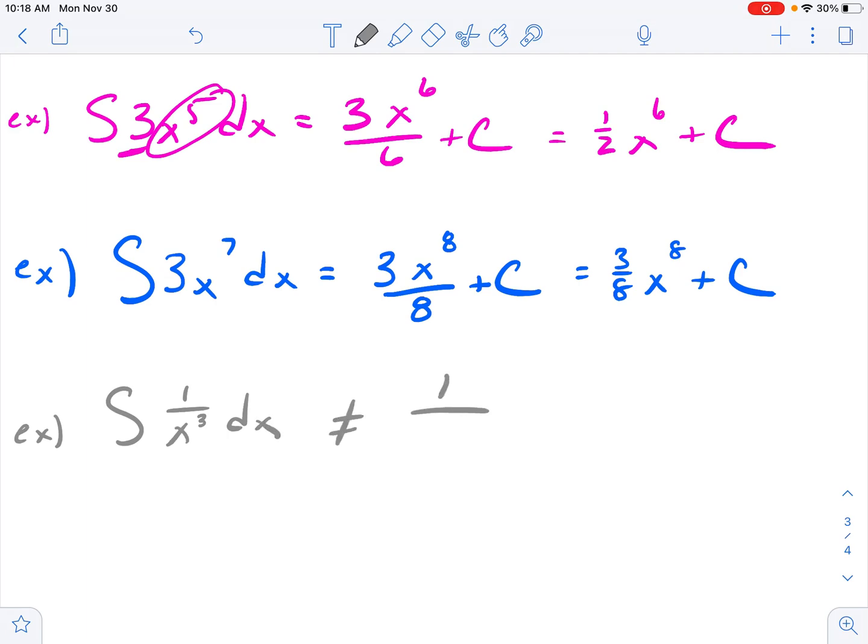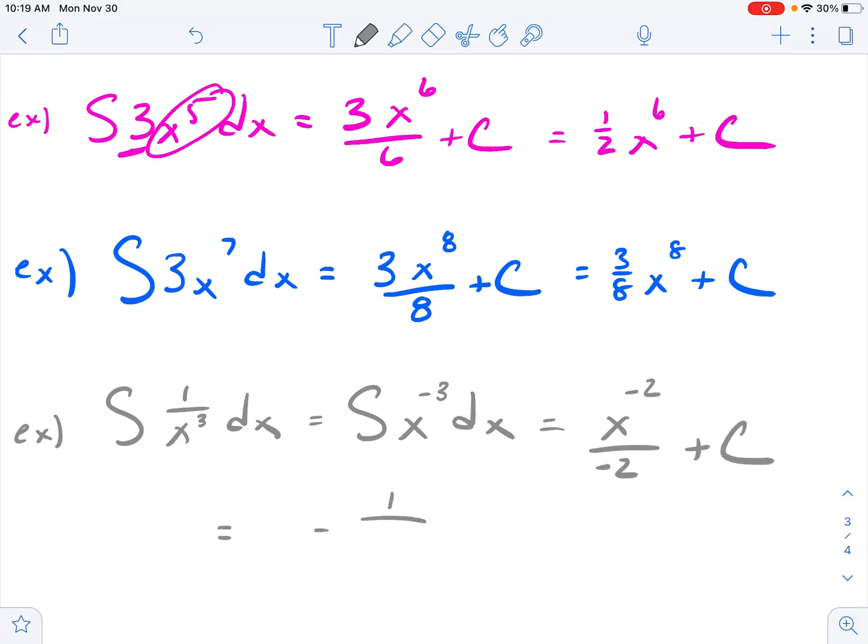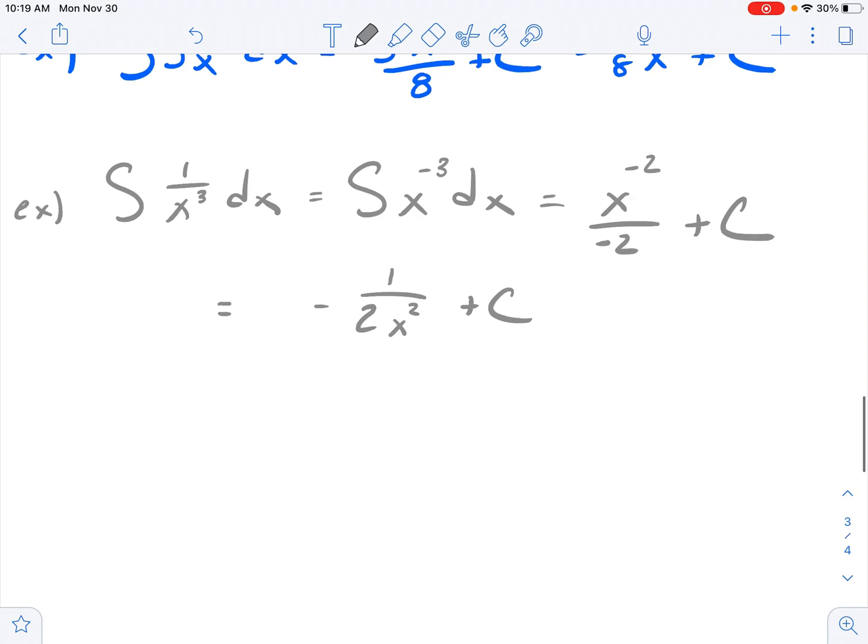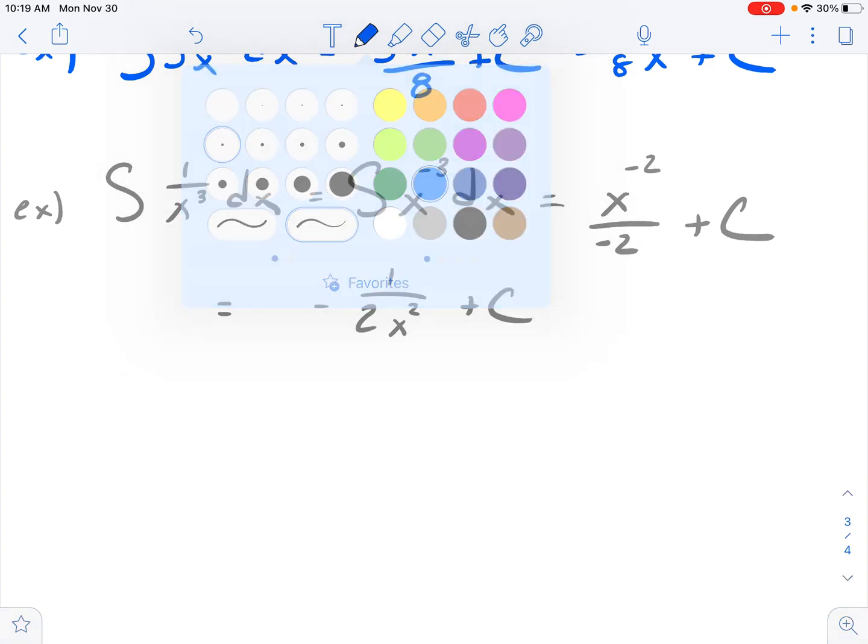This is not 1 over, okay, x to the 4th over 4. It doesn't work like that because you've got to think about what power of x we really have here, okay? So we want to make sure to rewrite this as x to the -3rd power. Now we can go ahead and apply the power rule, adding 1 and dividing by the new power. We get that, which I could write as -1 over 2x squared plus c. Okay? So again, let's practice a few of these.